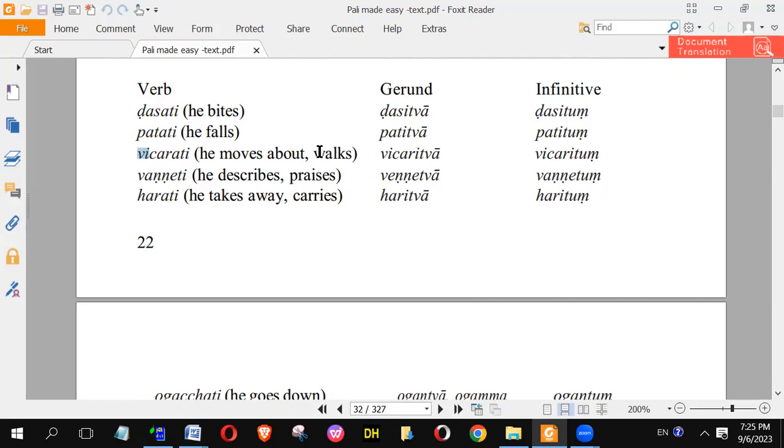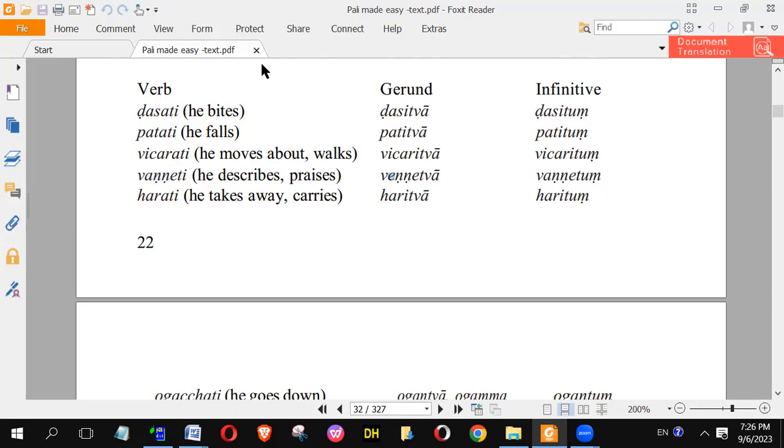A and ti, moves about, walks. Vichalitwa, vicharitum. One, the root is one, all right? 1 plus a and t. A means I pronounce it a, but here is e, all right? 1 and e and t. He described, he praised. So I think here type wrongly, you know.